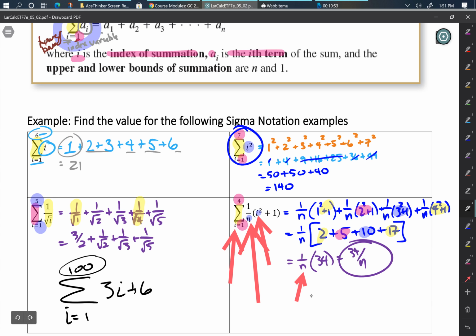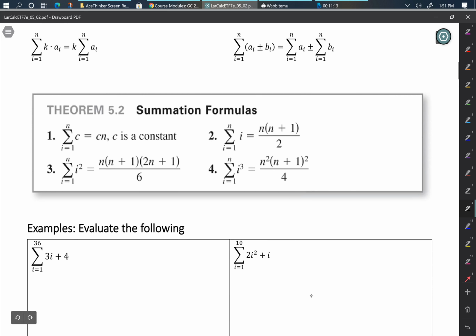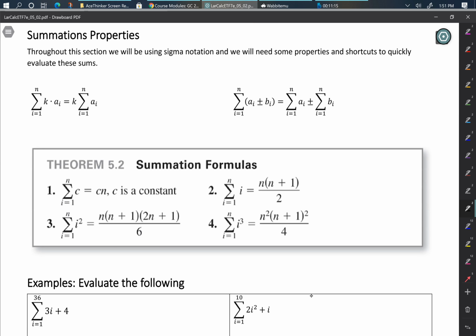Because I've got to write out 100 terms, figure out the value of all 100 terms, and add them all up. Now, me personally, I don't want to do that. That sounds like work, and I'm lazy. And because I'm lazy, I'm always looking for a better way to do it, a faster way, an easier way. And that's what's going to happen here. These are going to be some summation properties that we can use to simplify, to quickly simplify, and to quickly work through some of these summations.